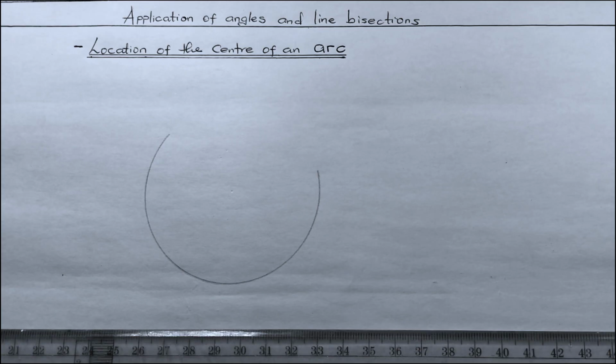In this section, we're going to be looking into applications of angles and line bisection. So particularly in this video, we're going to be looking at how to locate the center of an arc.